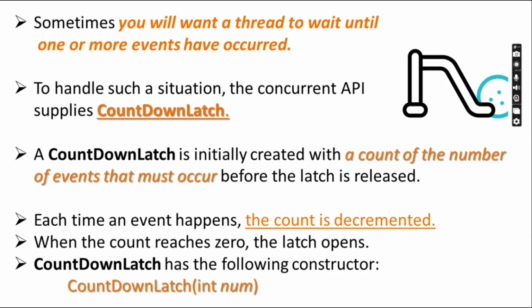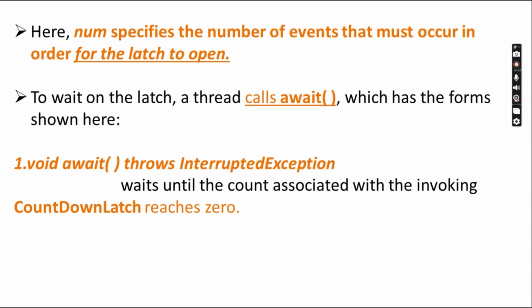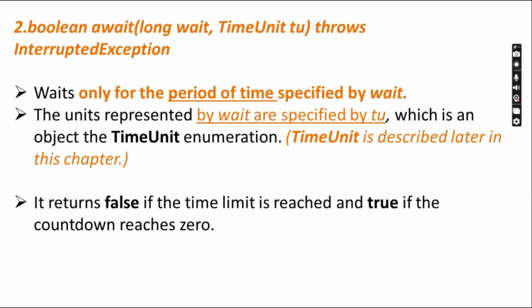CountDownLatch has one constructor, CountDownLatch(int num). The number you want of events to occur goes inside the brackets. The number specifies the number of events that must occur. To wait on the latch, the await method is used, which has two forms. The first form is void await(), which throws InterruptedException and waits until the countdown latch goes to 0.